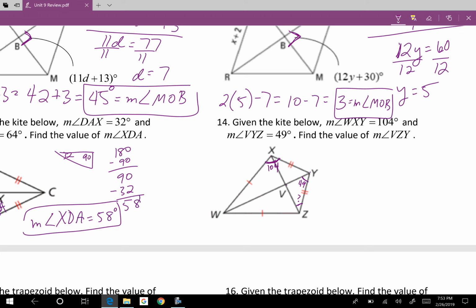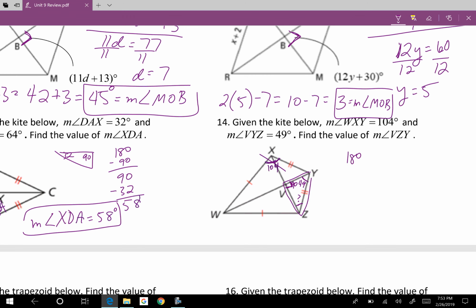Okay, so in this triangle, we know this angle right here is 90. Okay, we have a 90 and a 49, and we're trying to find the third one. Do we even need this 104? No. Okay, so just ignore that.